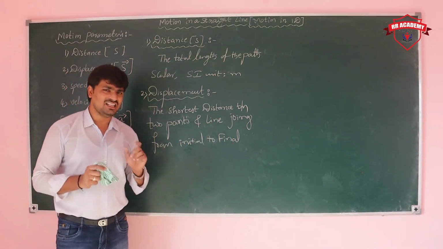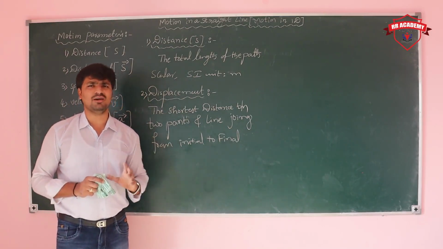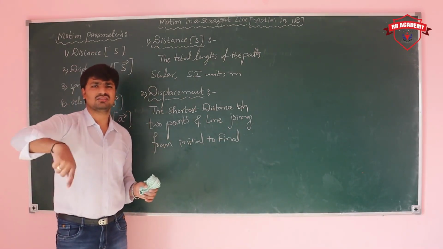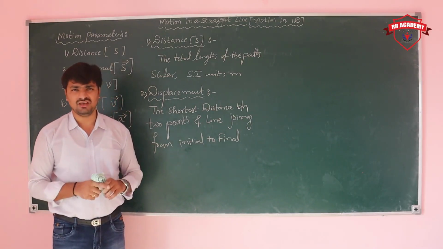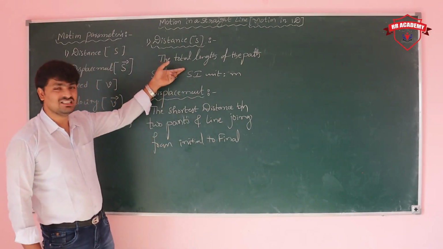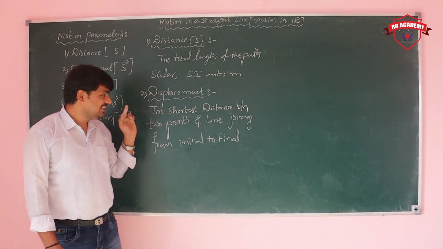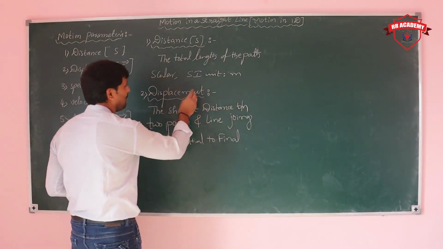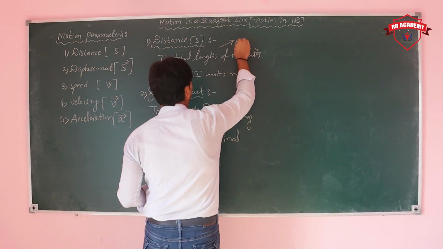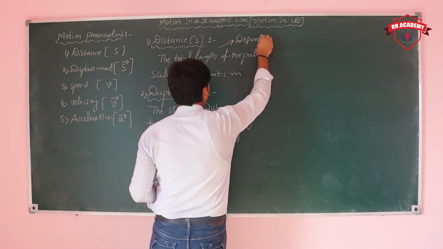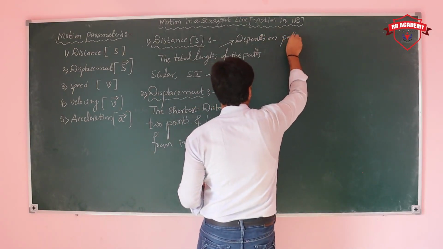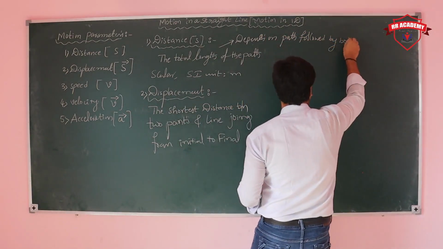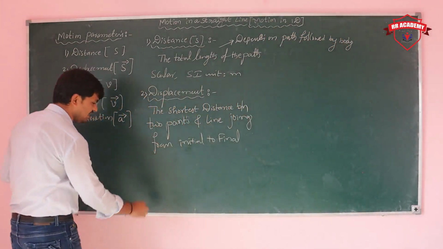Here one thing, distance depends on the path followed by the body. What is the meaning of that? How the particle is circulating, how the particle is moving. So what is the path followed by the body? Distance depends on the path followed by the body. But displacement depends on only initial and final points, and it is independent of path.